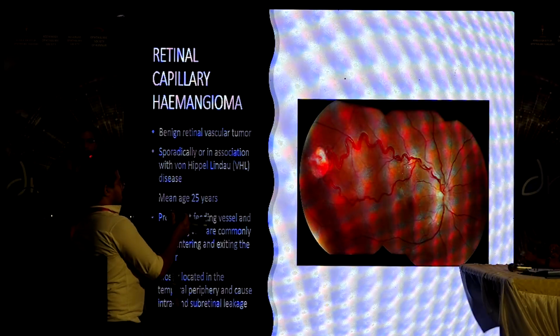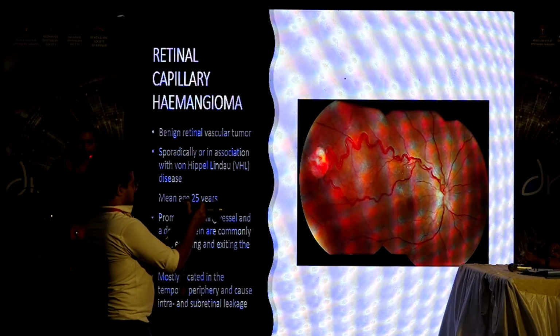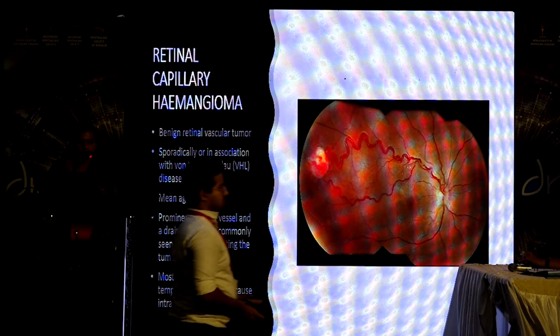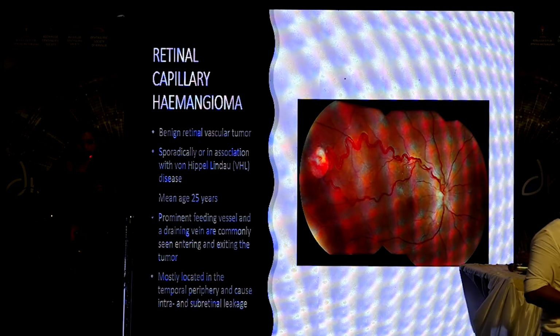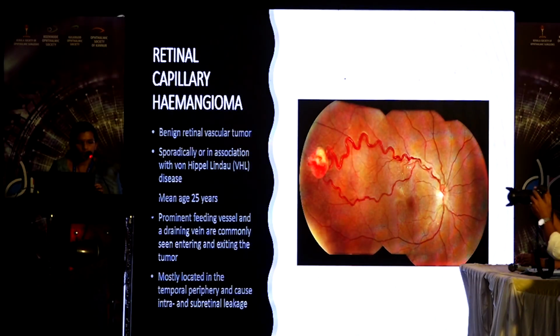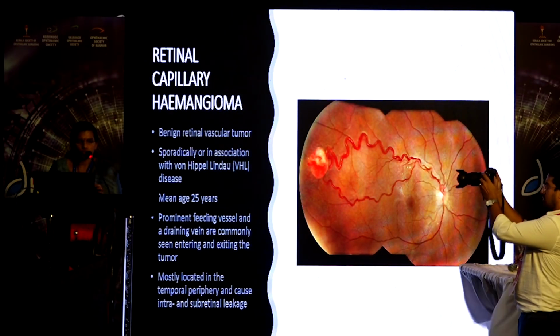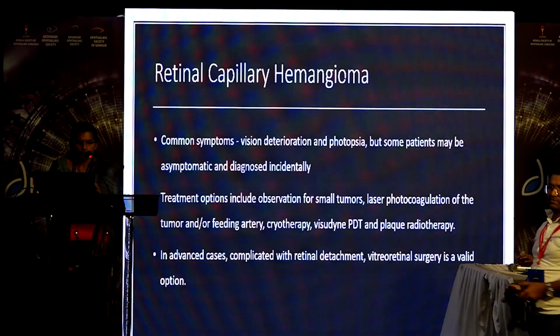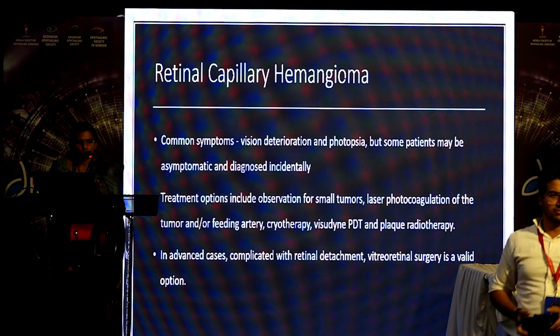Now coming to the retinal capillary hemangioma, it's a benign retinal vascular tumor seen sporadically or in association with VHL. The mean age is 25 years. The main characteristic finding is a prominent feeding vessel and a draining vessel, most commonly located in the temporal quadrant. The most common symptom is visual deterioration.